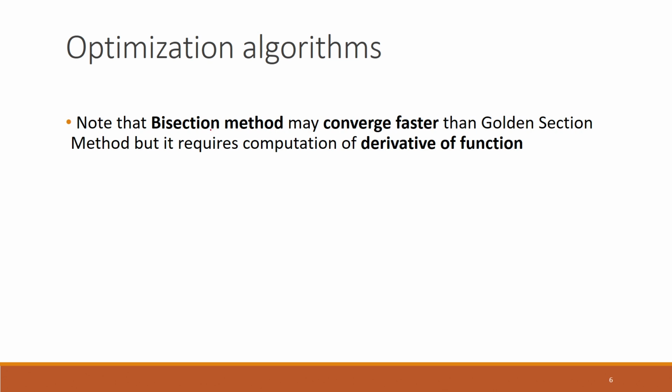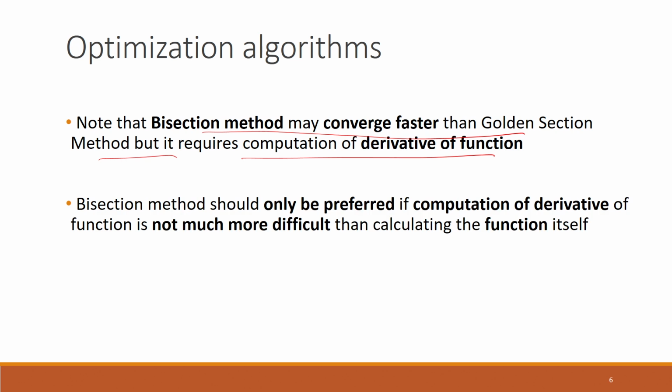This bisection method may converge faster than the golden section method, but it requires computation of the derivative of the function. It should only be performed if the computation of the derivative is not much more difficult than computing the function itself. For some objective functions, the derivative might be a very complex function, so evaluating that might be computationally burdensome. In that case, the bisection method will not be a preferable approach, and the golden section method might be a better approach.